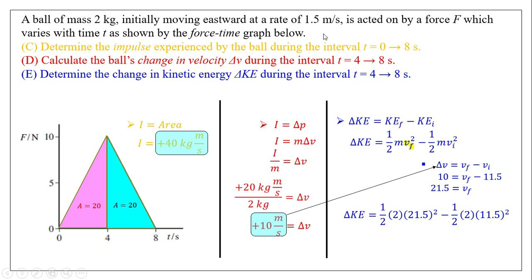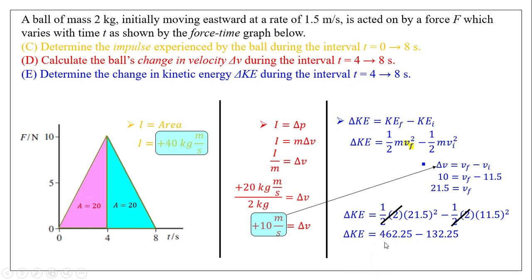So don't be plugging in VI being 1.5, right? VI is 1.5 at time equal to 0, but for parts D and E, it starts at 4 seconds, so please do not make that rookie mistake and just plug in VI at 0. You want to plug VI at 4 seconds. All right, other than that, calculator time, 1/2 will cancel out, so really it'd be 21.5 squared minus 11.5 squared.